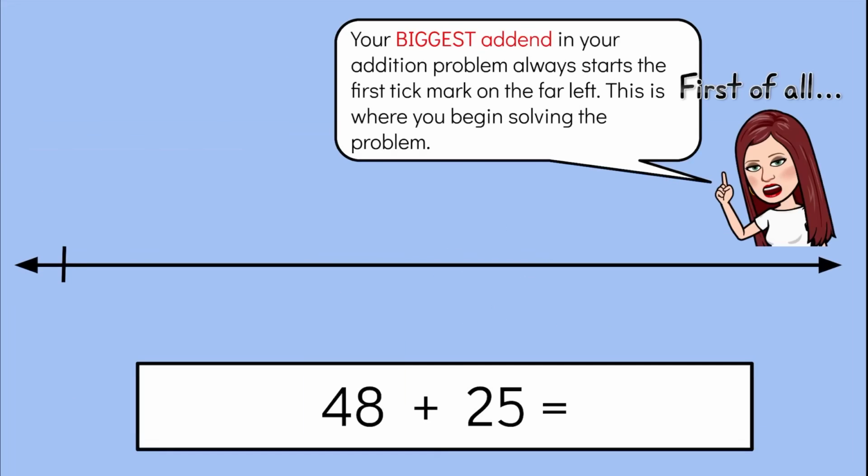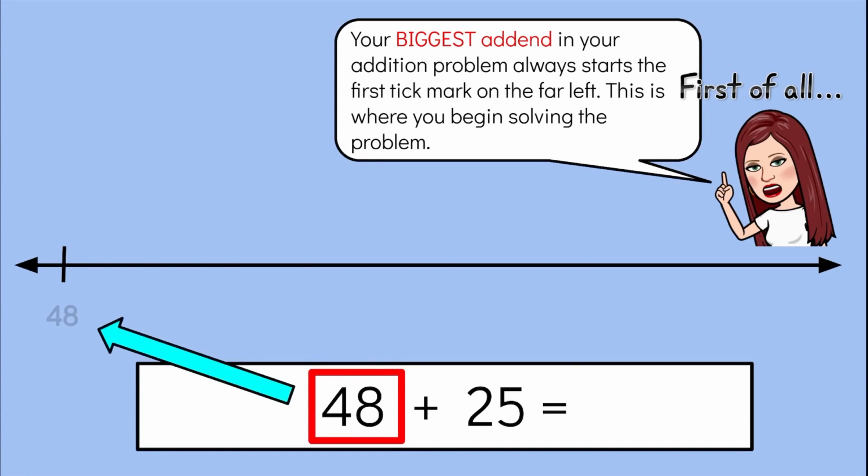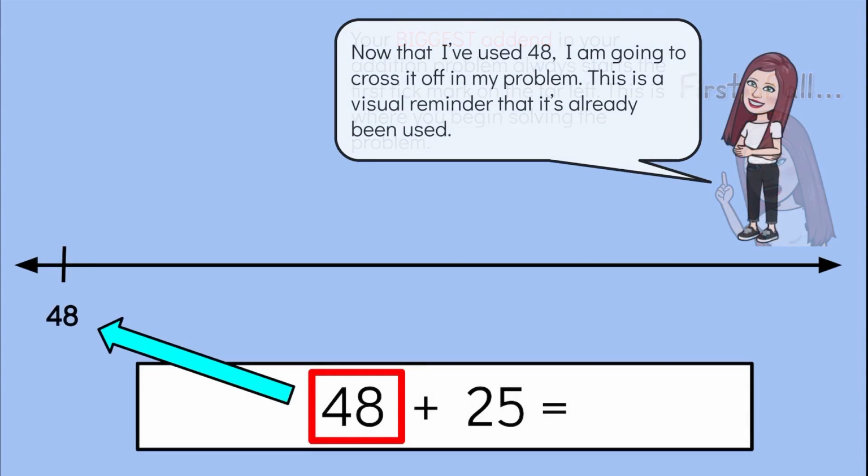So you're going to first start with your biggest add-in. Your biggest add-in in your addition problem always starts the first tick mark on the far left. This is where we will begin solving the problem. So we have 48 plus 25. So our biggest add-in is going to be 48, and that's where we're going to start.